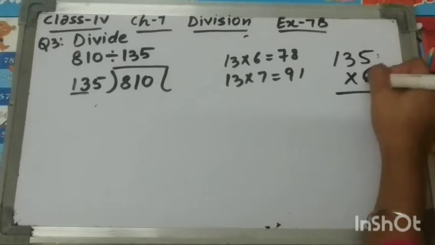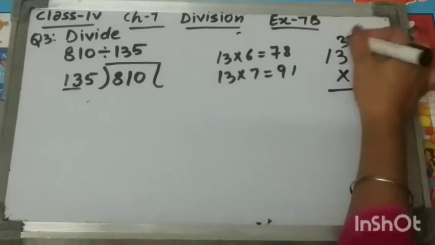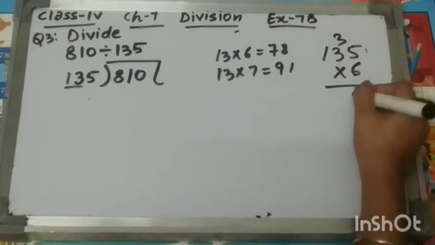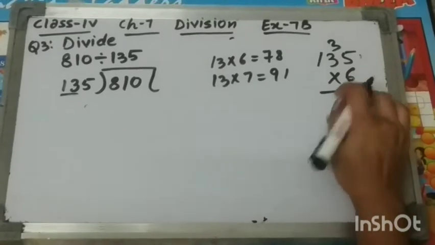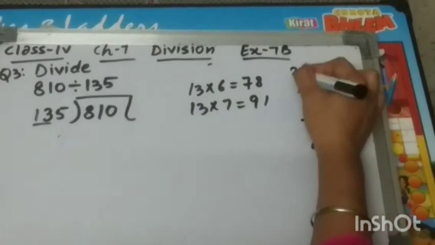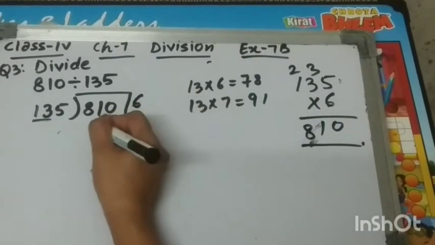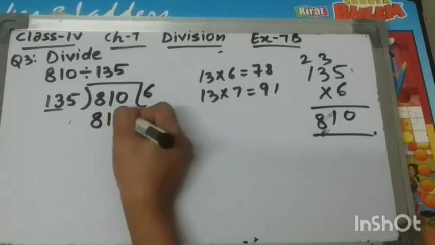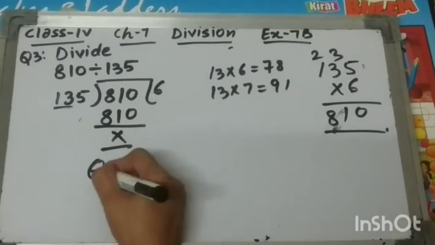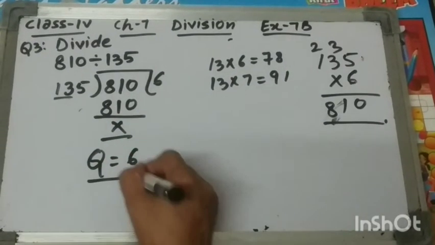135 6s: 6 5s are 30, 6 3s are 18 plus 3 is 21, 6 1s are 6 plus 2 is 8. Okay, so 135 6s are 810. So your quotient is 6. Okay.